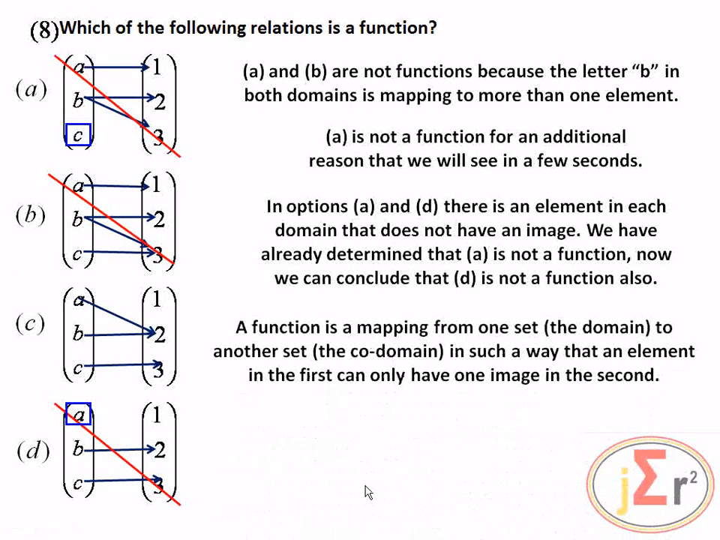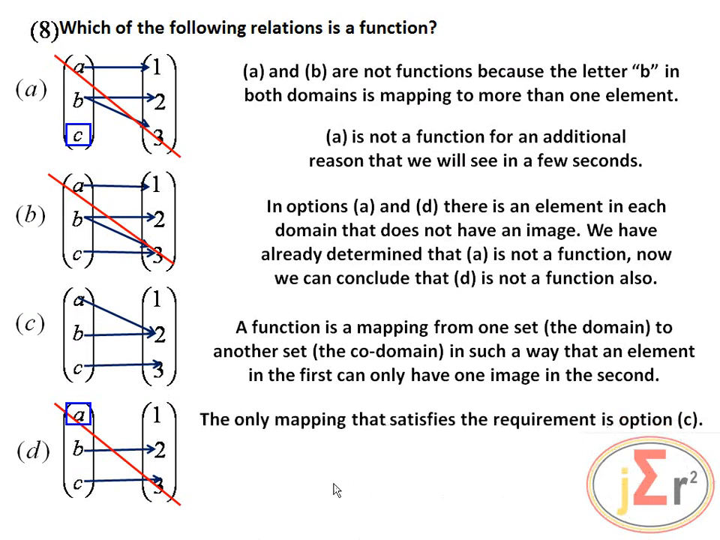A function is a mapping from one set that is called the domain to another set that is called the codomain in such a way that an element in the first can only have one image in the second. Right? So that's what a function is. Each element in the first set can only map to one element in the second. That is a function. The only mapping that satisfies this requirement is option C.